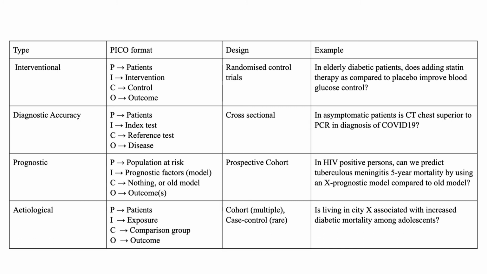If we look at the example on the far right: in asymptomatic patients, is CT chest superior to PCR in diagnosis of COVID-19? In a straightforward fashion, we can identify the patient population, the asymptomatic patients; the index test, CT chest; the reference test, PCR for COVID; and the disease, COVID-19. So as you see, this statement has all the components of a PICO question, but it does not put them in a list.